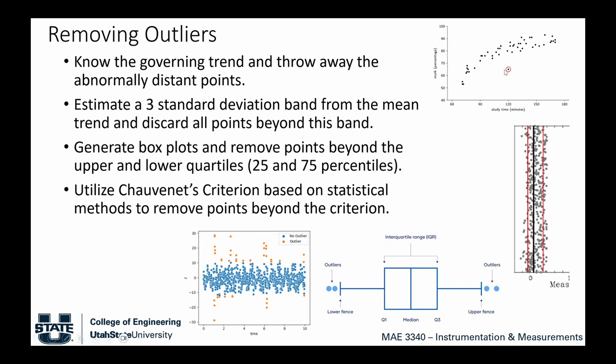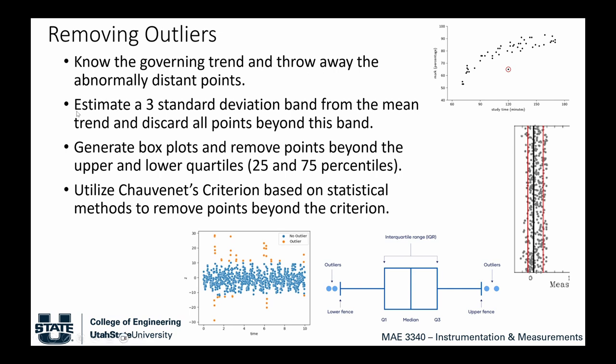There's a lot of things that could cause these outliers, and so we want to be very cautious of throwing them out. It's best if we can understand what the trend is and we can understand exactly what's happening with each data point when we're collecting it. So then we can determine whether or not that's an outlier. So that's one way of doing it, just knowing the governing trend, throwing anything out that's very far away.